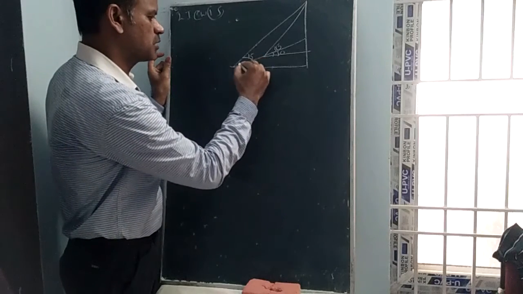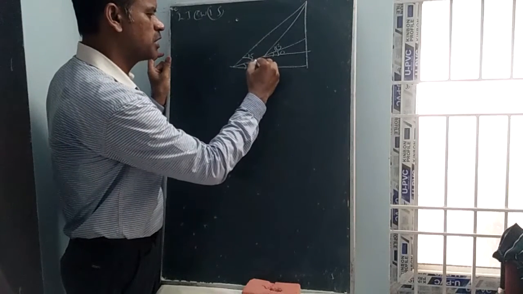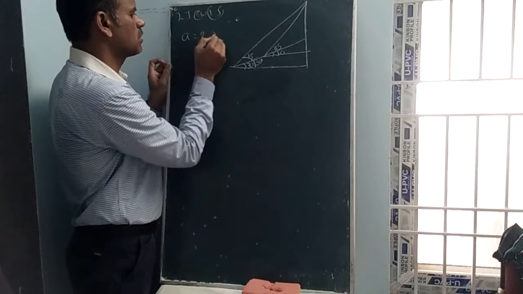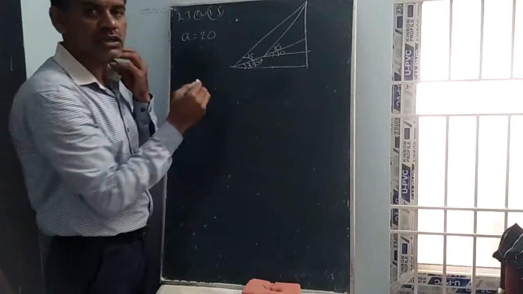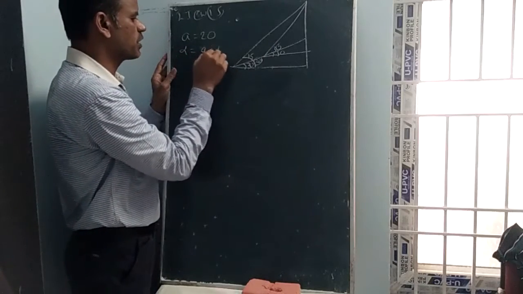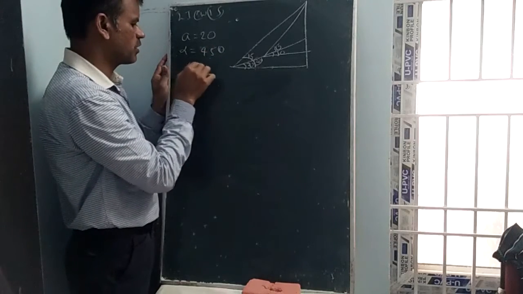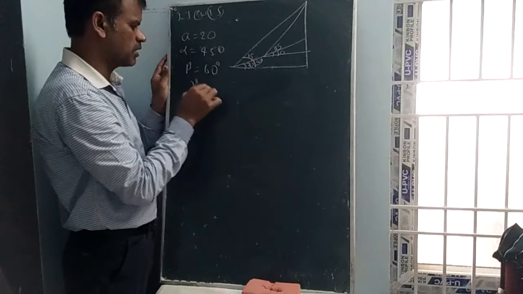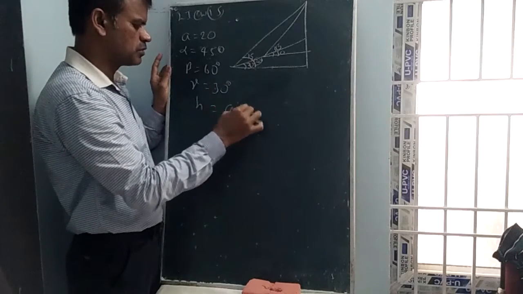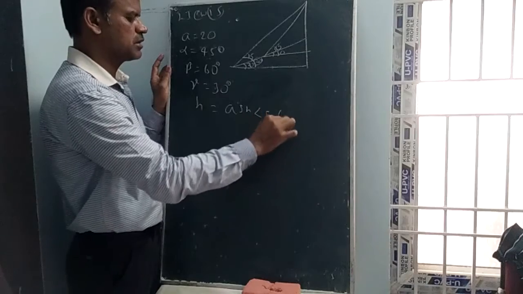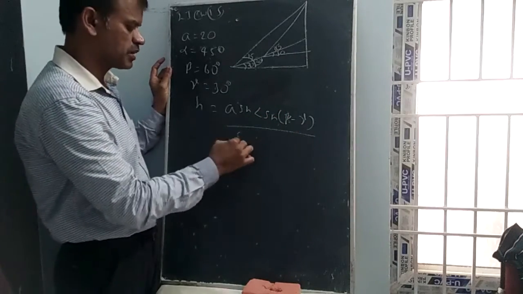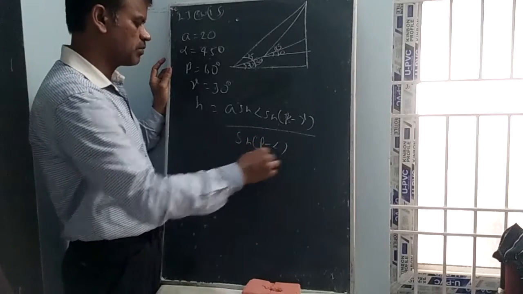Now, what is the height? He traveled 20 meters, so A is equal to 20 meters, not centimeters. So alpha is equal to 45, beta is equal to 60 and gamma is equal to 30 degrees. Just write the formula. H is equal to A into sin alpha into sin of beta minus gamma by sin of beta minus alpha.